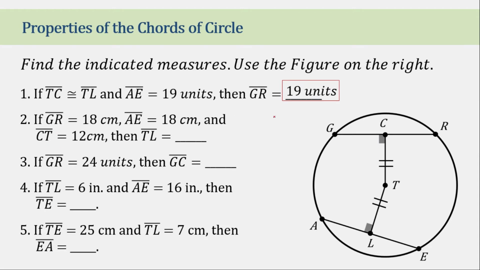Next, if GR is 18 and AE is 18, it just tells us that these two chords have the same measurement. Therefore, they are equidistant from the center, meaning the distance of this chord from the center is equivalent to the distance of this chord to the center. So if CT is equivalent to 12, therefore TL is also equivalent to 12 centimeters. So that's the answer for number 2.